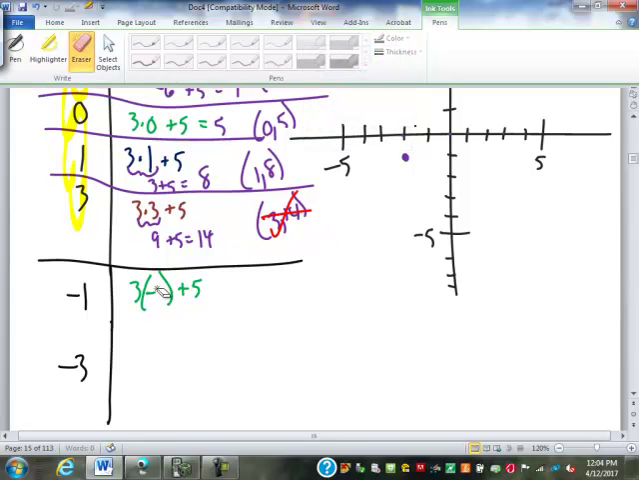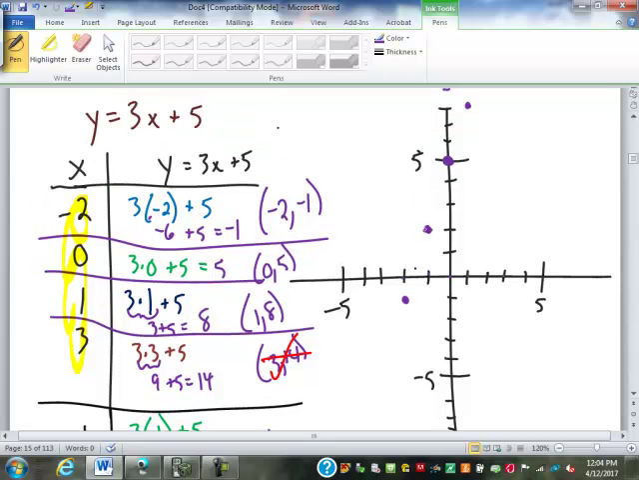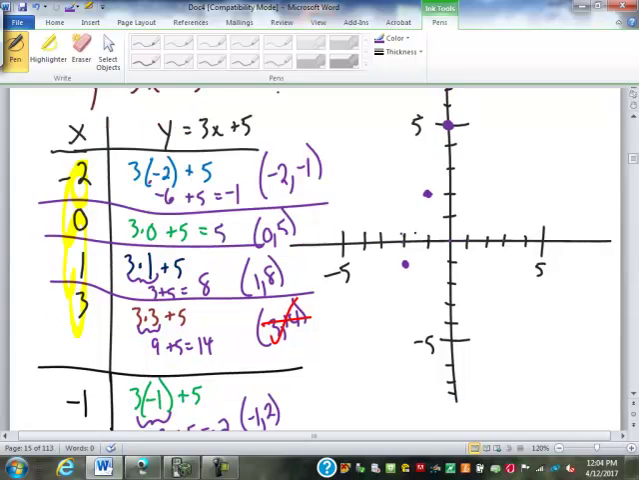I wrote -3 in there again. So what is 3 times -1? -3. -3 plus 5 is 2. So with the ordered pair -1, 2. So -1 and 2 is right there. It's still looking pretty good for our line. If my graph had been perfectly straight, it looks like that is a straight line.